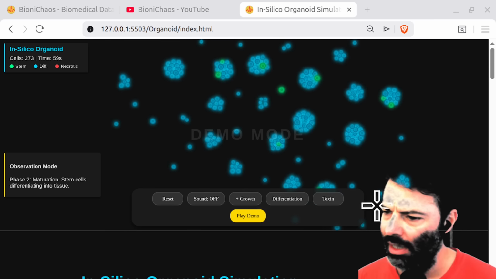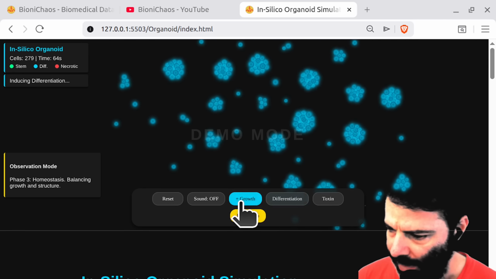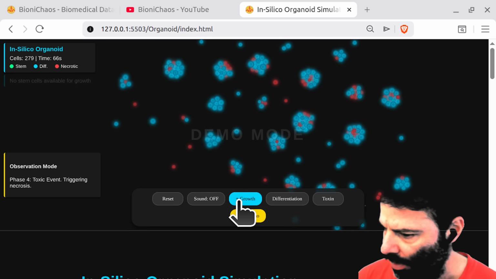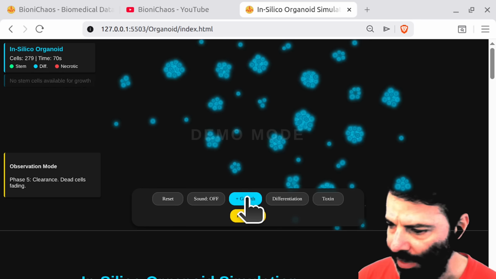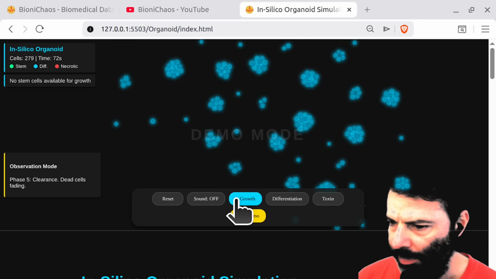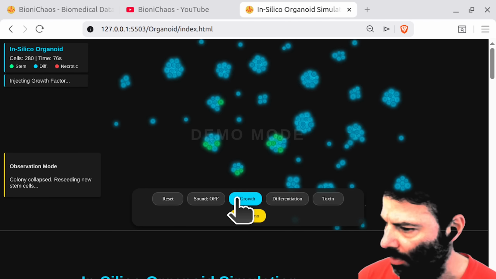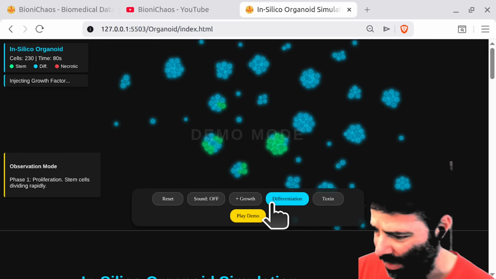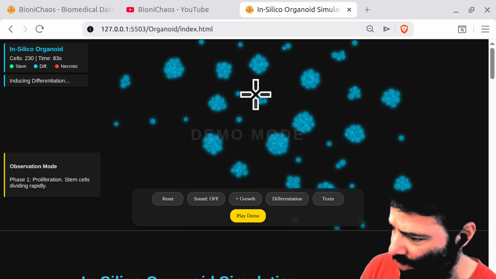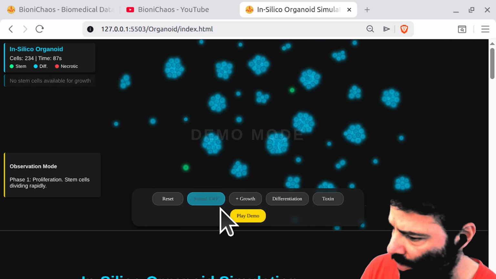Made changes. Yeah, okay, so the message is better. So when all the cells are differentiated and pressing the growth button, it will say no stem cells available. Yeah, it's a bit convoluted at the moment, because we can just add growth factors manually.